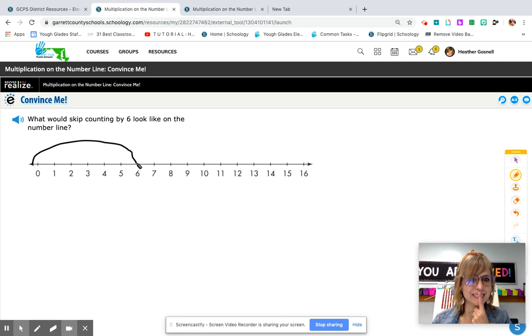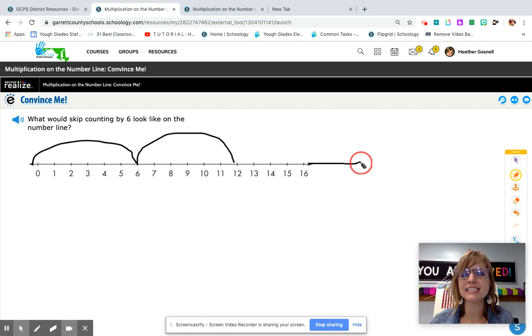What would be next? If I was skip counting, I know I start with 6. But where do I go from there? Well, you need to go 6 more. So that's the pattern. You just keep going 6 more. 6 more would be 12. If we wanted to extend this even further, 6 more from 12 would be 18. We're skip counting by 6.